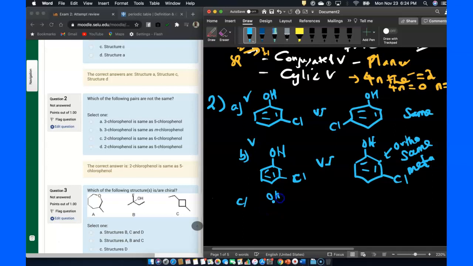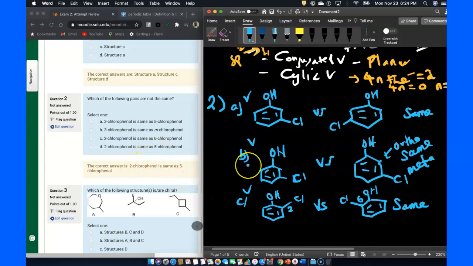And then 2-chlorophenol. So you have a chlorine on the second position from the OH versus 6-chlorophenol. So let's assume you're counting clockwise from the OH. You'll find that the 6th position right here is the same as the second position. You just flip the molecule. These two guys are the same.